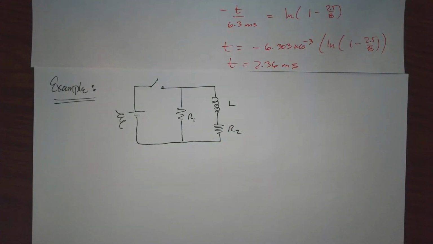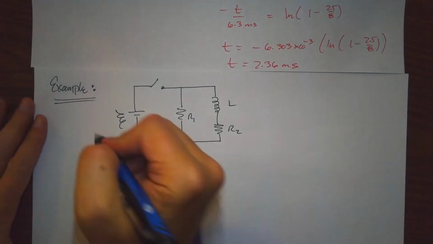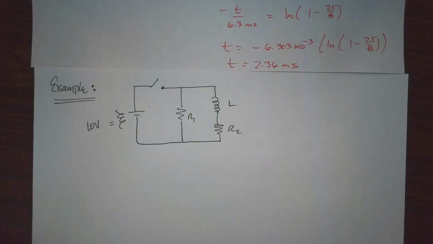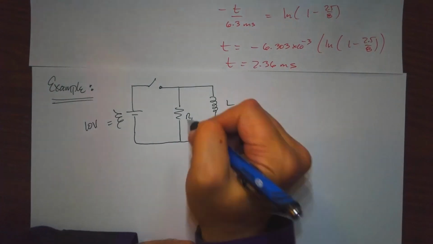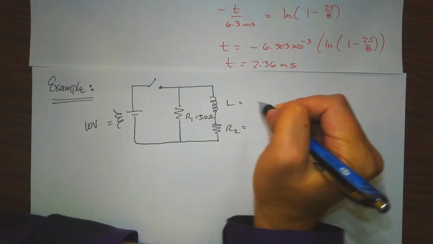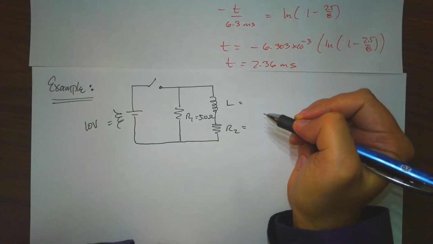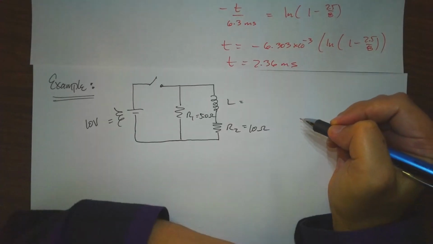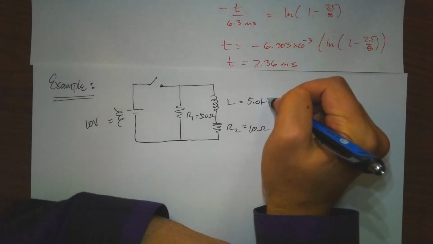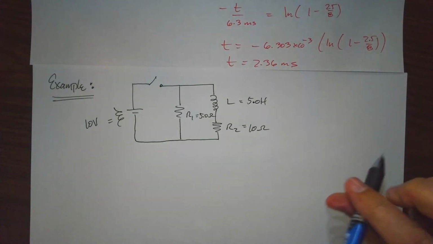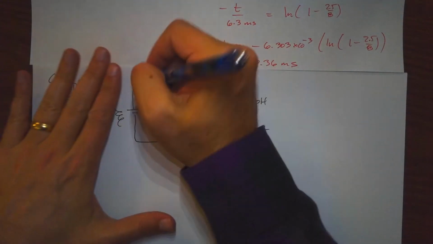It says the battery is ideal and the voltage is just 10 volts. Resistor 1 is 5 ohms. Resistor 2 is 10 ohms. The inductor is 5 henries. The switch S is closed at time t equals 0.